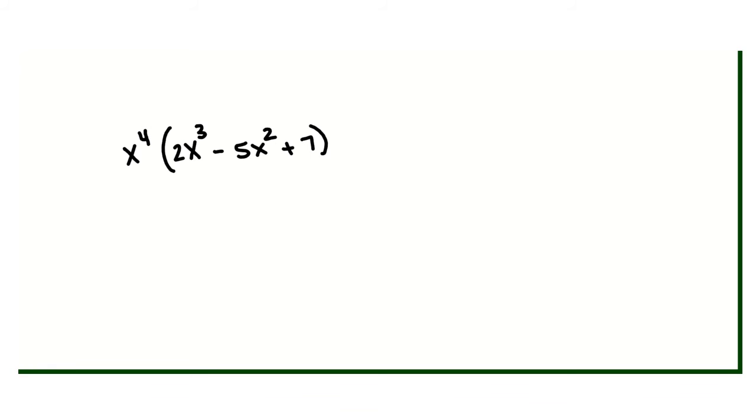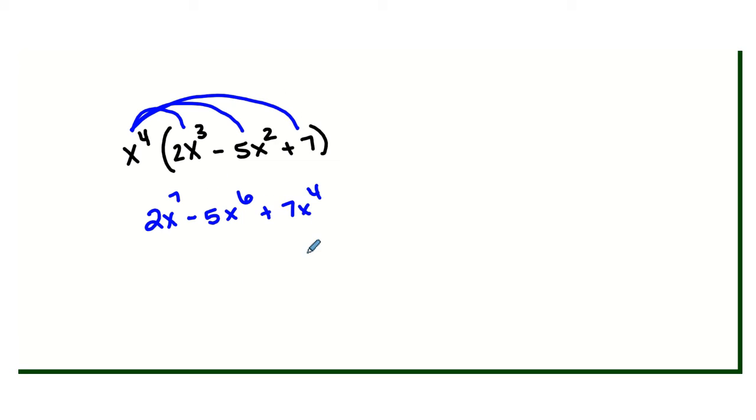If I look at this one, here I want to distribute x to the 4th. So x to the 4th times 2x cubed is going to be 2x to the 7th power. X to the 4th times negative 5x squared is going to be negative 5x to the 6th power. X to the 4th times 7 is just 7x to the 4th. These are not like terms, so there's nothing else to do on this one. So this is my answer.